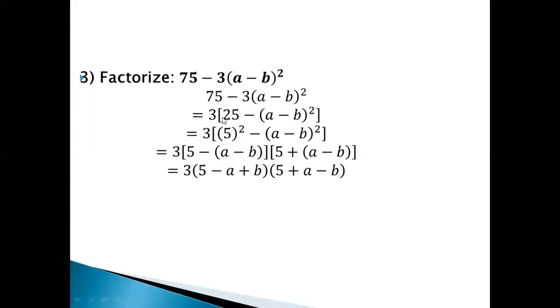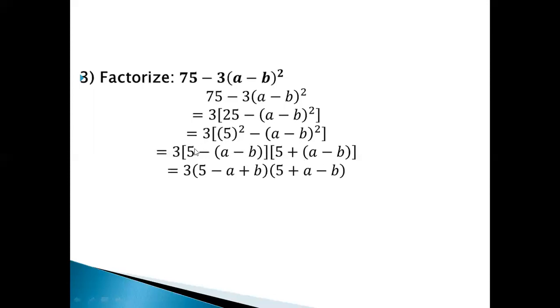Now see the expression within the bigger bracket. 25 is the perfect square of 5, and a minus b whole square is the perfect square of a minus b. So your two perfect squares are 5 square and a minus b whole square, and we have a minus sign in the center as well. So we can apply the third identity on the expression within the square bracket. So we will get a minus b, a plus b.